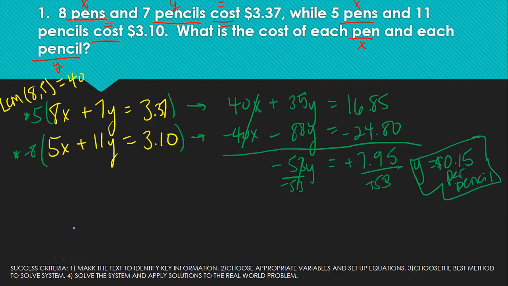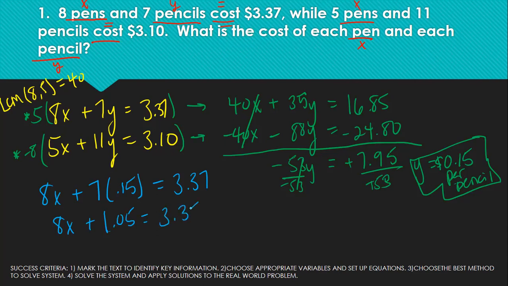Now we got to find the cost of pens. To find that, we're going to use the substitution method. Doesn't matter which one I substitute into. It does not at all. So if I use the first one, cool. So we have 8x plus 7 times 15 cents equals $3.37. So 7 times 15 gives me 8x plus $1.05 equals $3.37. What do I need to do?